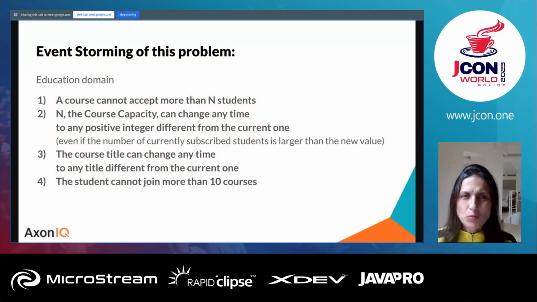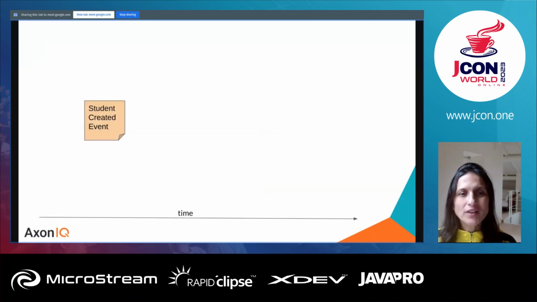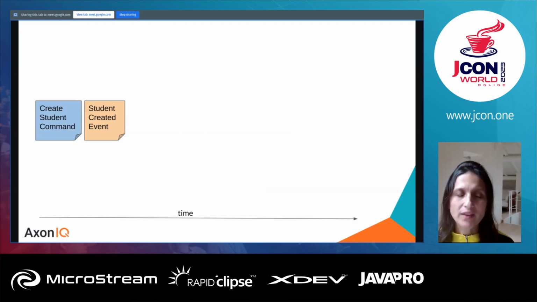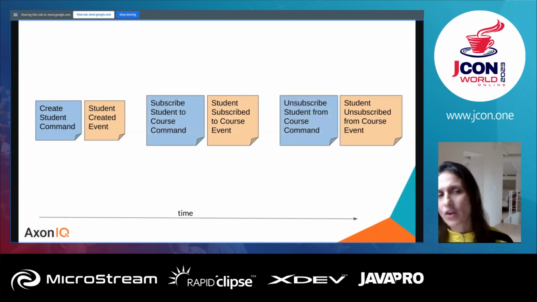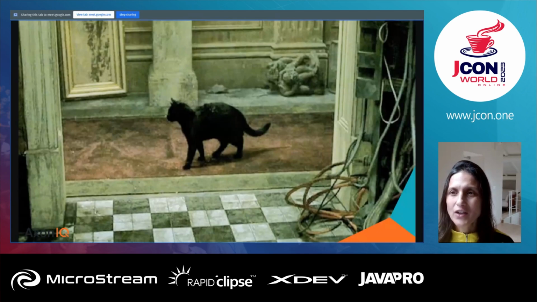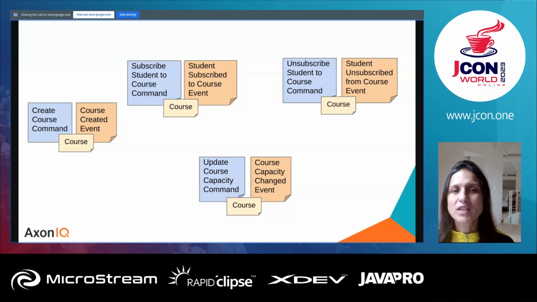So let's add now a little more spice to our example by introducing a new rule. The student cannot join more than 10 courses. So back to the board, we need a new event for the creation of the student and the relative command. But here, things get complicated because I need a new event for the subscription and a new event for unsubscription, both triggered by their respective commands. So, do you have a feeling of deja vu? You should, because we have already met very similar events and commands when we were thinking about the course.